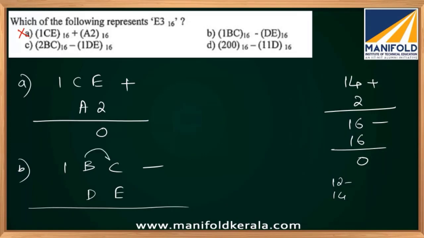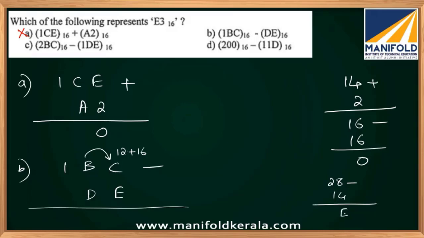Now, if you take a borrow from here to here, this will become what? This will become 12 plus, C is 12, 12 plus 16. And 12 plus 16 is what? 28, right? So you have to actually subtract 28 minus 14. What is 28 minus 14? It is again 14, right?